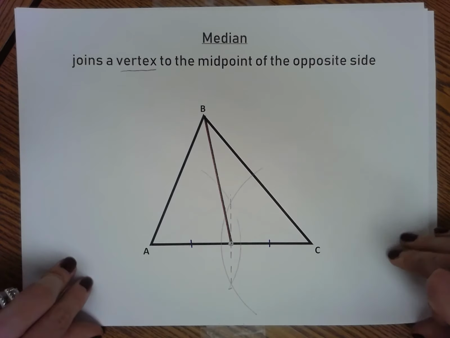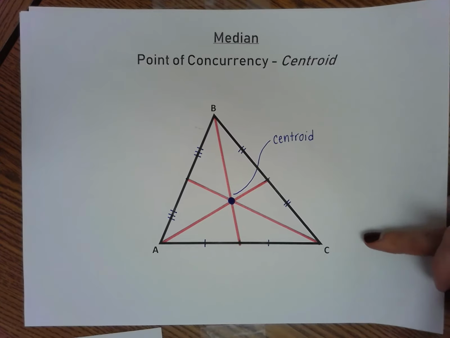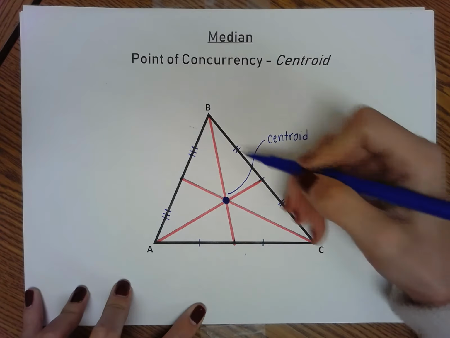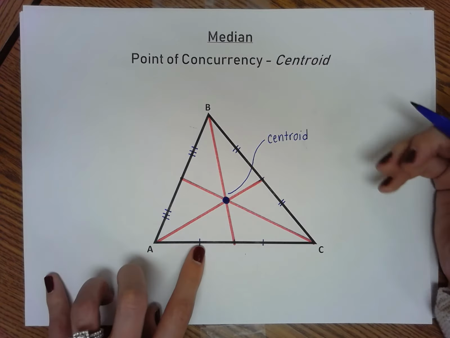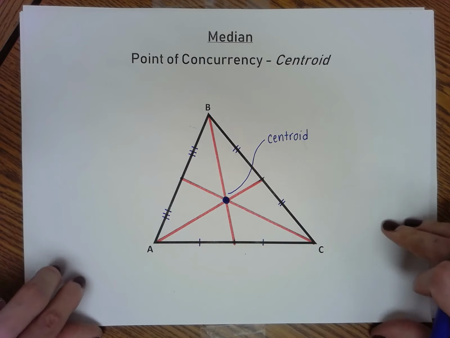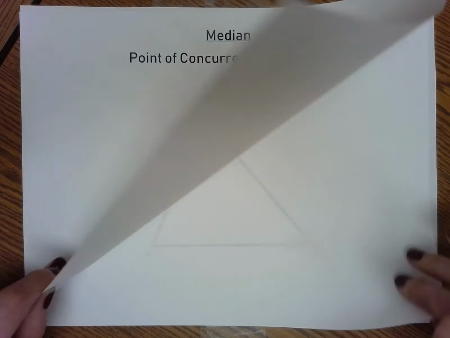All right? So moving on now. Oh, can't forget the point of concurrency. If I were to draw three medians from each vertex of my triangle, they would meet at this center of gravity, which is called the centroid. Now, moving on.